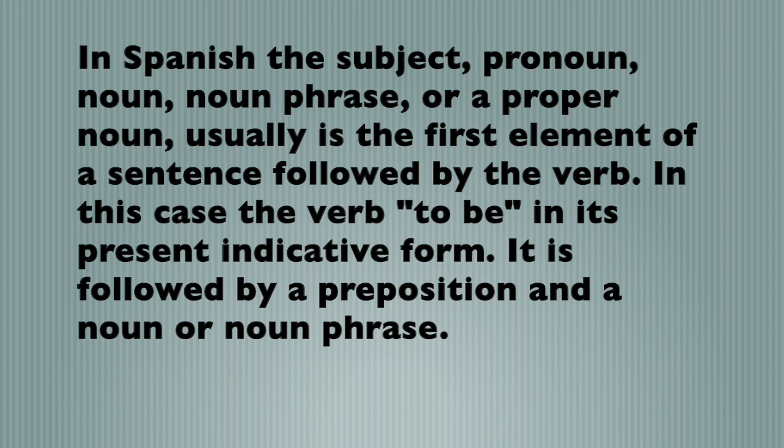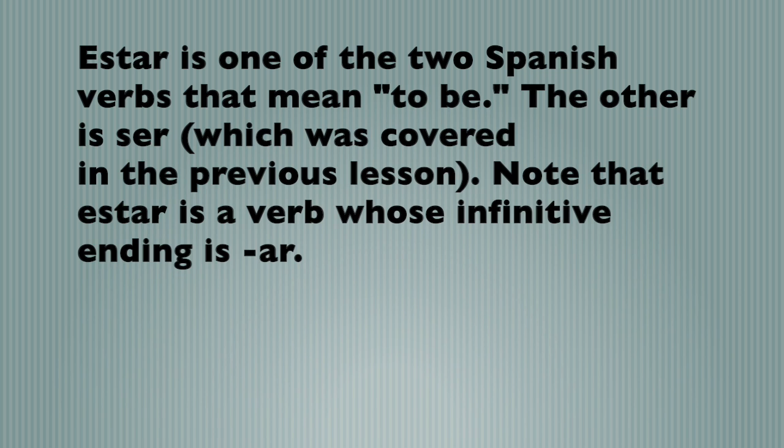In Spanish, the subject, whether it be a pronoun, a noun, a noun phrase, or a proper noun, usually is the first element of a sentence followed by the verb. In this case, the verb to be in its present indicative form is followed by a preposition and a noun or noun phrase. As we've learned in the past couple episodes, we've been using primarily ser, to be. Now, let's use the other verb that means to be, which is estar.